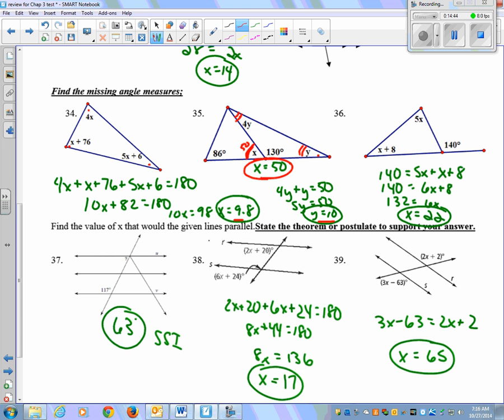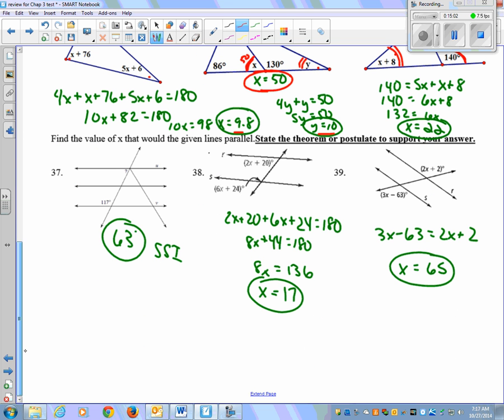And then 36, again, just the exterior angles theorem says this one exterior angle equals the sum of the two remote interior angles. So add these together and we'll get 140, x is 22. Okay, these last few problems here. What values of x would make the lines parallel? These two are same side interior angles, so we just do 180 minus 117 and we get 63.